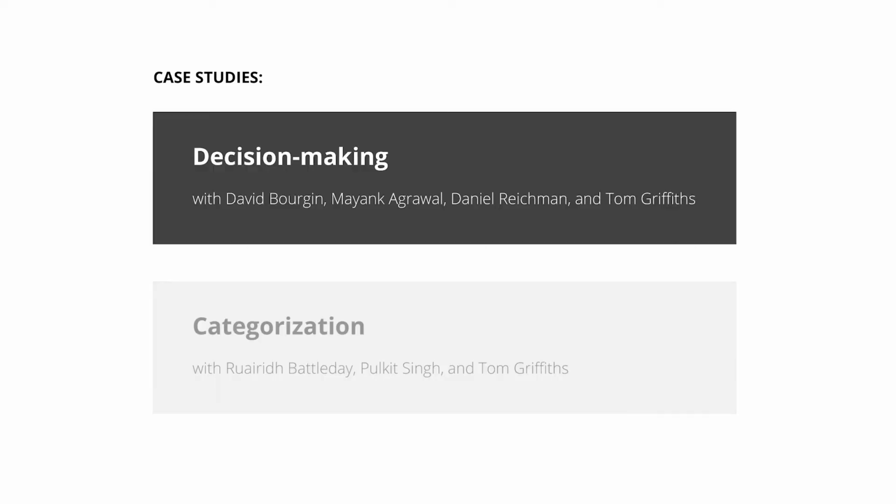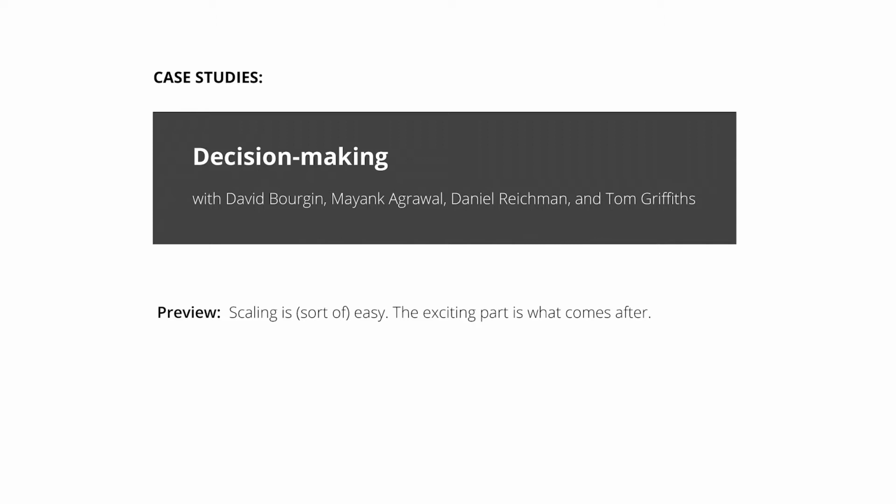Let's start with decision-making, which is one of the oldest targets of mathematical models of human behavior, stretching back almost 3 centuries. To preview, we're going to scale things up significantly, but at least in some sense, this is the easy part. What's most exciting is what this enables, which in our case will be to challenge current theories and inspire new ones.